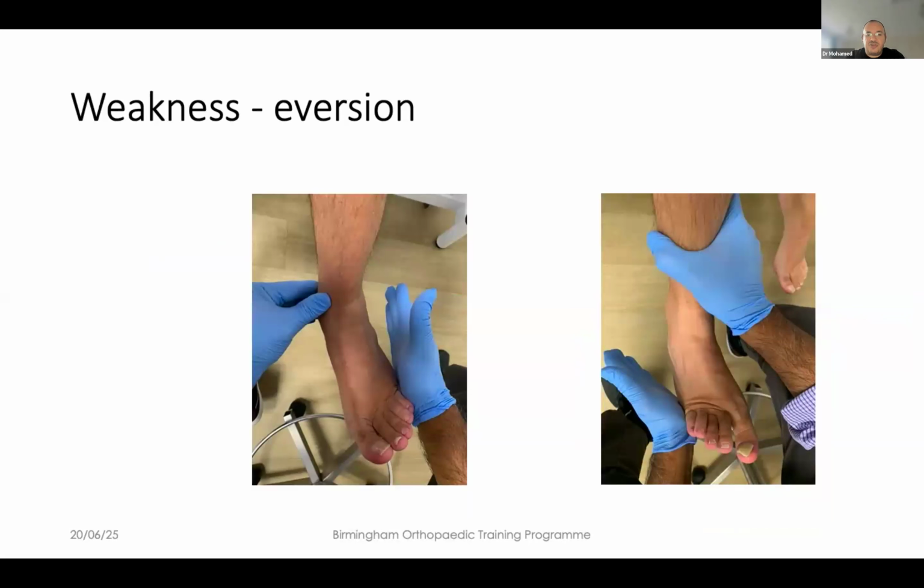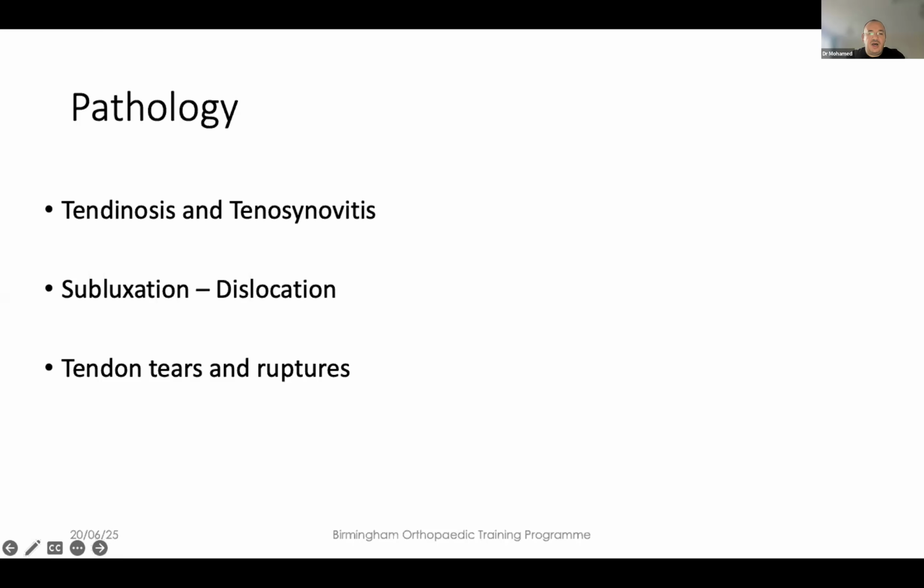That is very easy to spot: the picture on the right side shows a weak peronei. So as you can see, the patient is doing pure eversion, and with weak peronei, the eversion is very weak on this side compared to that side. It's very advisable to compare both sides to spot whether there is a weakness in the eversion. So what pathologies will the peroneal tendon have?